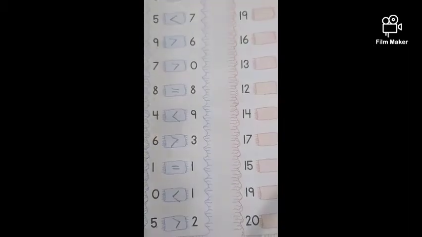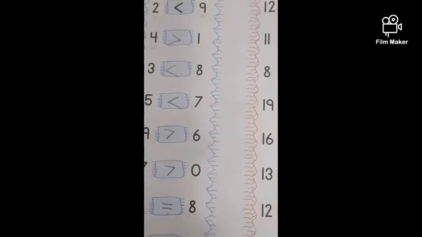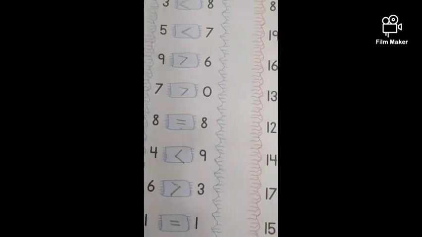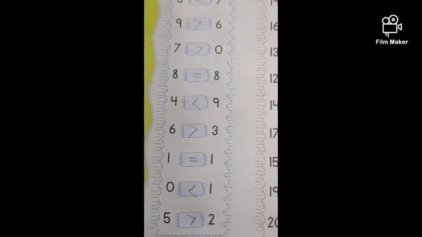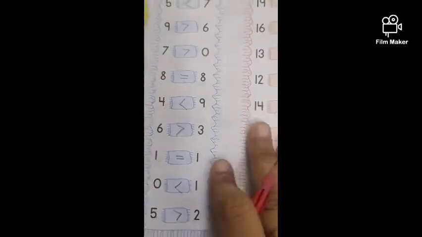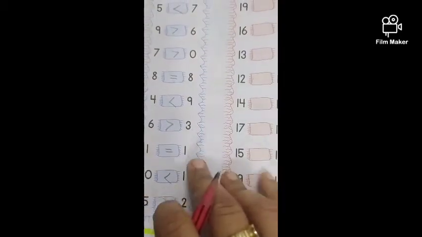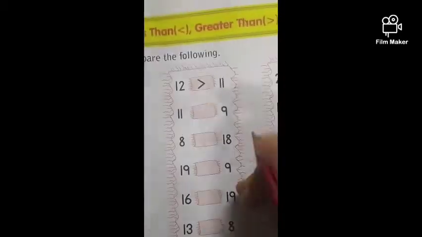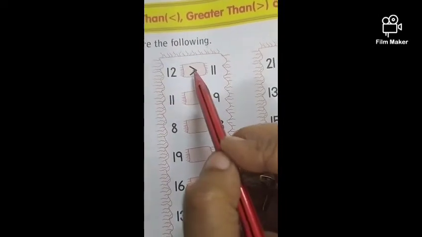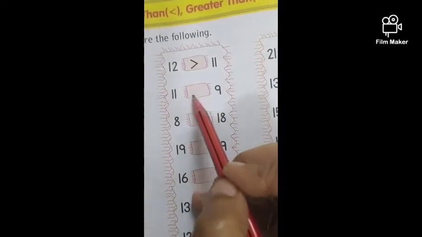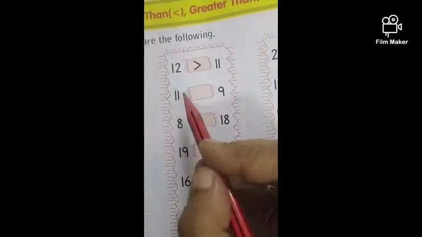Our first line is completed. Okay? Done? Everyone? Now come to the blue line. Now we are going to do the pink line. Now again, don't make that mistake. This sign is not going to come in all. You have to read the number.